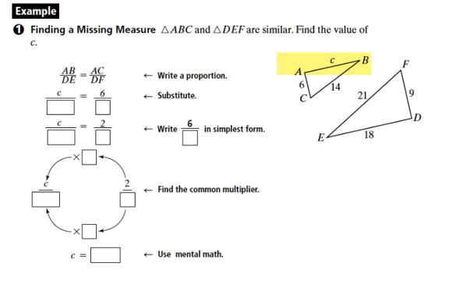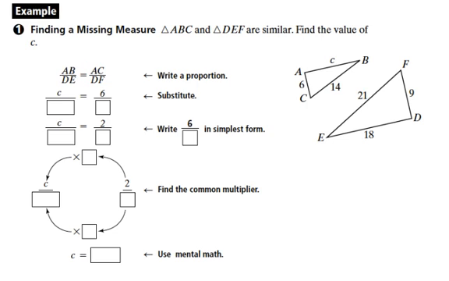Line segment AB is the same as line segment DE. So since those are the same lines on both these triangles, we're going to set those up as a ratio. Line segment AB over line segment DE. Line segment AC is the same as line segment DF. So we're going to put line segment AC over line segment DF.